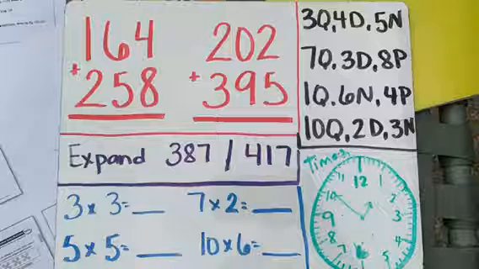Next, I have the purple, which is right under the red. The purple is some numbers that they can expand. And then I have underneath that in blue some multiplication facts. And to the right of that, I have a clock that has time. Hopefully you can see it well. If not, it's okay.